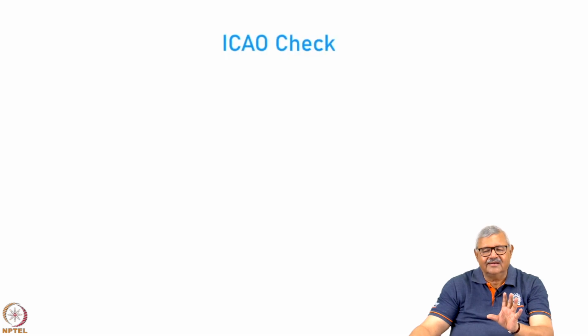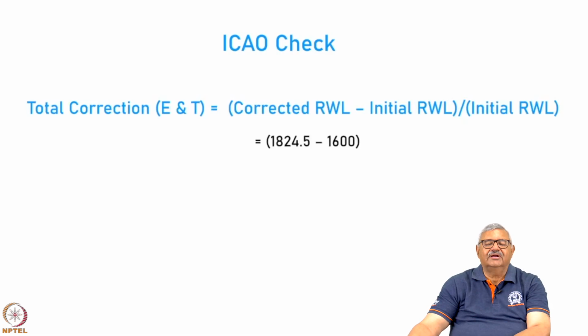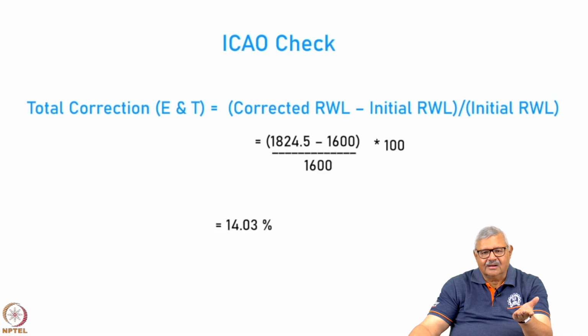Finally, before we do the gradient check, we should do the ICAO check, right. What is the ICAO check? The correction because of E and T should be not more than 35%. So, our value is 1824.5 against the baseline of 1600, and if you look at the percentage, it comes to be 14.03%, right, which is lower than 35%.